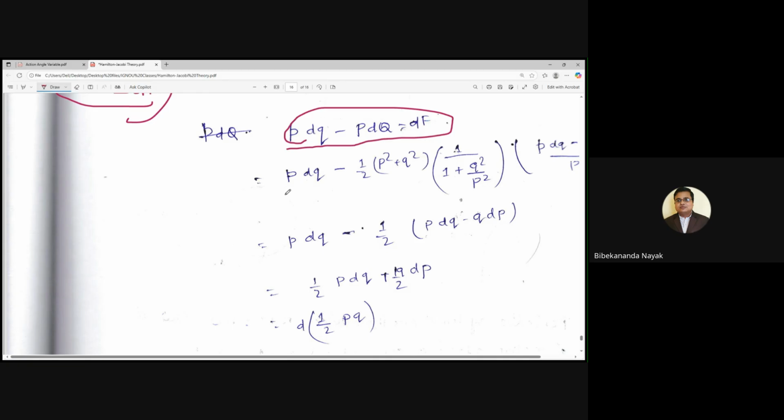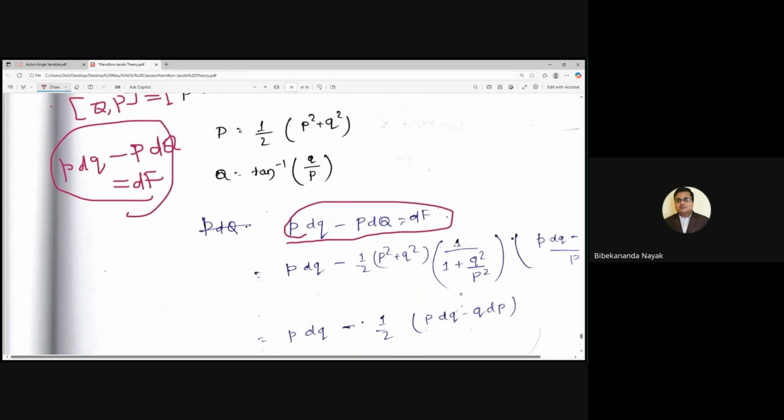Okay, use this formula p dq minus P dQ. We have been given capital Q and capital P. So capital dQ you can get here easily. So small p dq remains as it is. Q is given as tan inverse of q by p. So what is dQ? Differentiate it. You get tan inverse x means 1 by 1 plus x square. So 1 by 1 plus q square by p square. So now you take the LCM, and it's q square plus p square by p square. p square will cancel. And it is p square by 2.